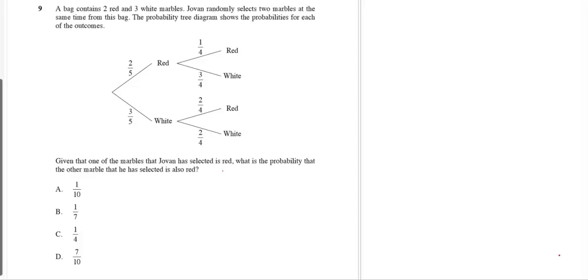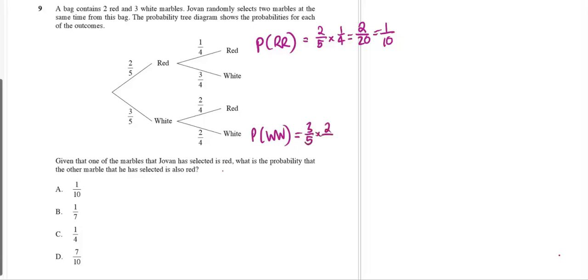Okay, so it's nice that they've given us the probability tree. It's probably going to be useful for us to work out the probability of red, which is 2/5 of a quarter, which is 2 on 20, or 1 on 10. Probability white is the opposite of what we're interested in. It's 3/5 times 2/4, which is 6 on 20 or 3 on 10.